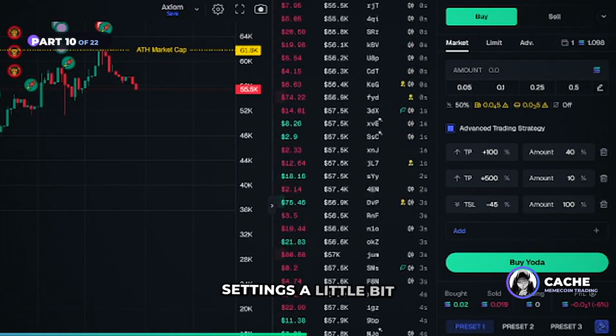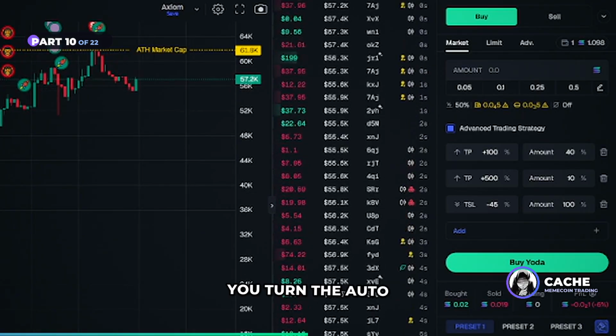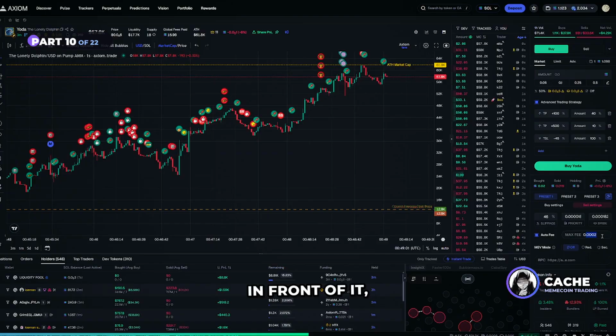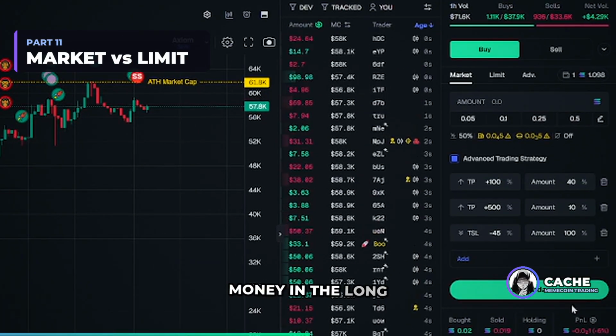You can kind of keep the sell settings a little bit lower, but make sure you turn that auto fee on and make sure you put those zeros in front of it. This is going to save you a lot of money in the long run.